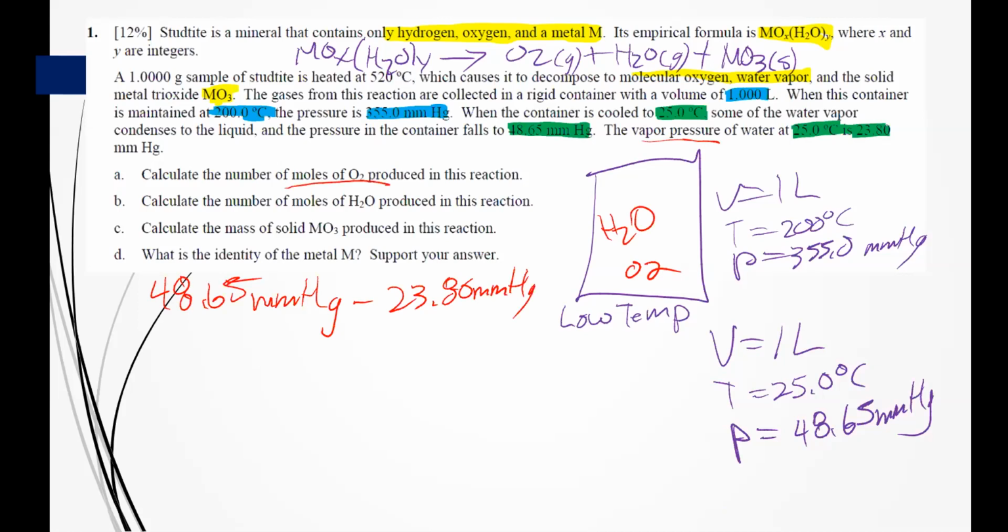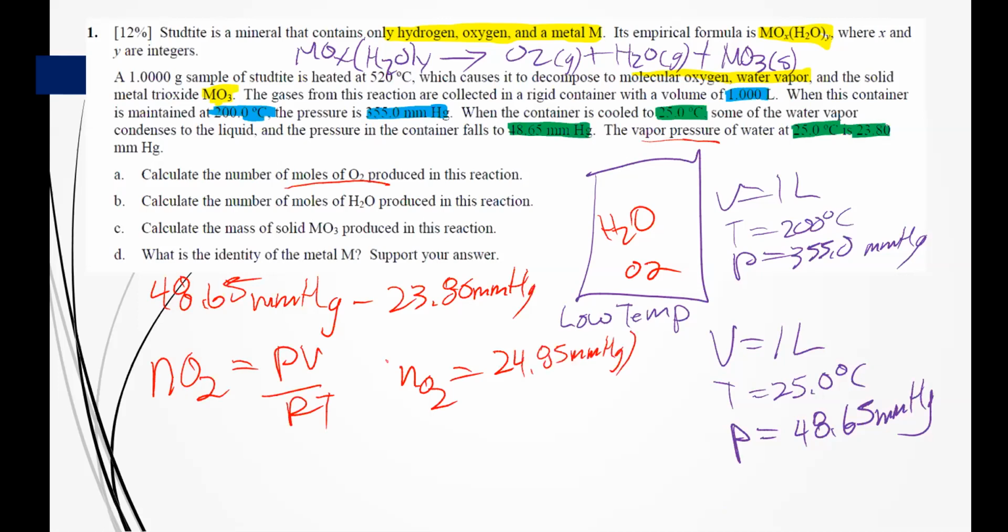So if we want to find the moles of our O2, we know that that should be PV over RT. And we know that the pressure should be 48.65 minus 23.8. So 24.85 millimeters of mercury, 1 liter, 0.08206 liters atmosphere per K mole. And my temperature, 298 Kelvin.